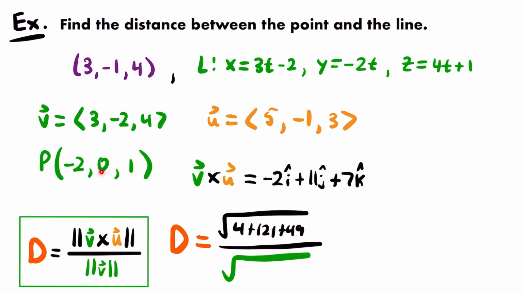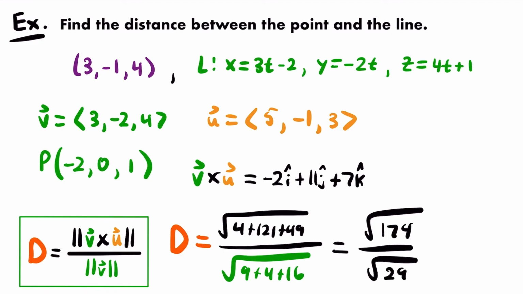and we're dividing by the square root of the sum of the components squared for vector v, right? That will be the magnitude of vector v. So we have 3 squared, which is 9, plus a negative 2 squared, which is 4, plus 4 squared, which is 16. So we have 9 plus 4 plus 16. And if we simplify, this will be equal to the square root of 174 divided by the square root of 29. And if we simplify that, I'm going to write it like this. We'll have the square root of 174 divided by 29.